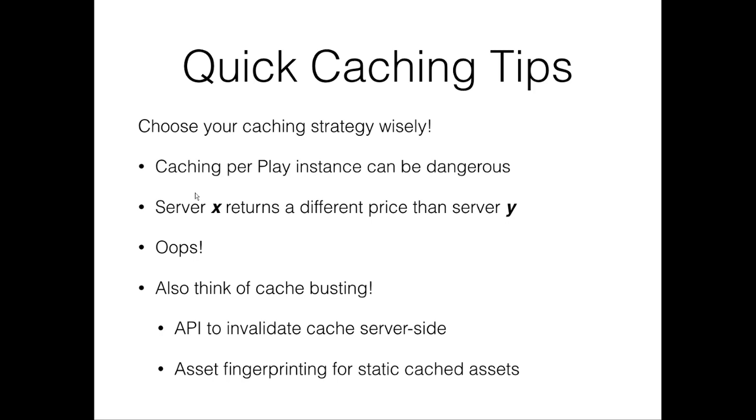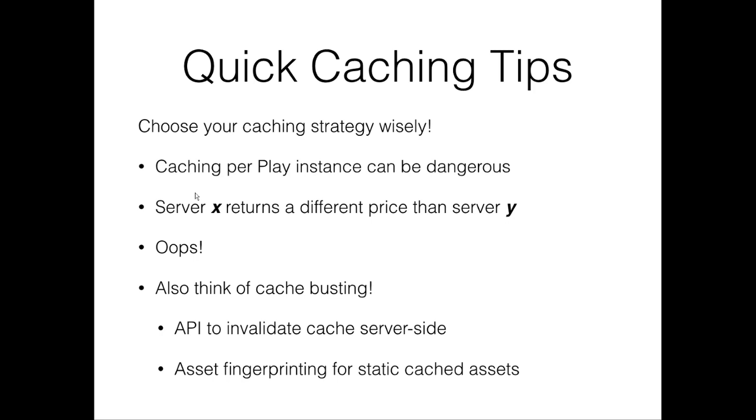Also think of cache busting. This is a little outside the scope of this talk, but you're definitely going to want to have an API to invalidate cache server side, regardless of whether or not you use a distributed cache or instance level caching. If you use instance level caching, you're going to need some mechanism to visit every single instance and bust their cache if things change on the back end somewhere. That's pretty complicated, again, outside of the scope of this talk.